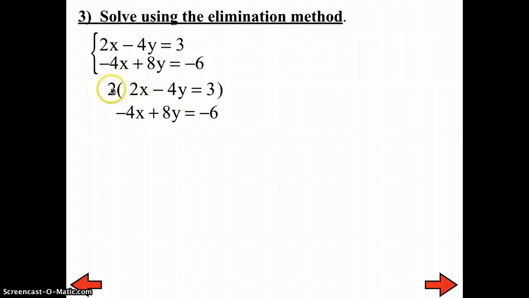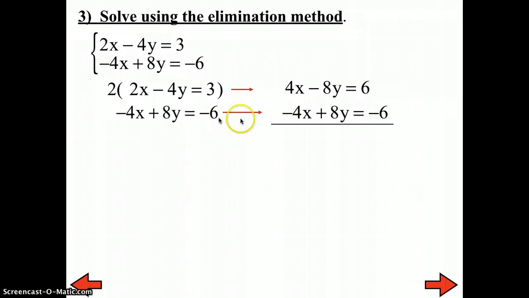When I do that, please note that you do have to distribute 2 to every single term. The parentheses will tell you how far you need to go. So that first equation will change to 4x minus 8y equals 6. The second equation won't have to change at all, so I'm just going to copy it.